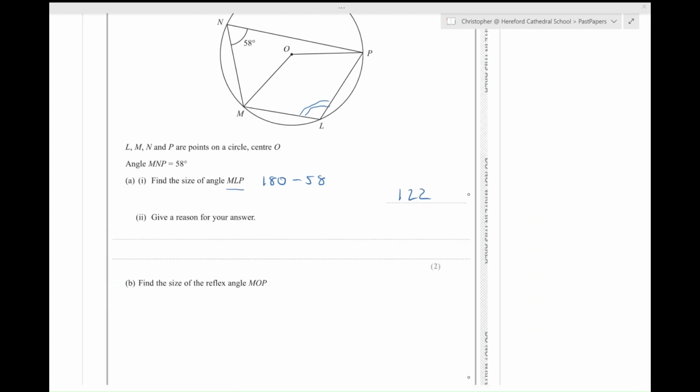Give a reason for your answer. Well, my reason would be opposite angles of a cyclic quadrilateral add to 180.